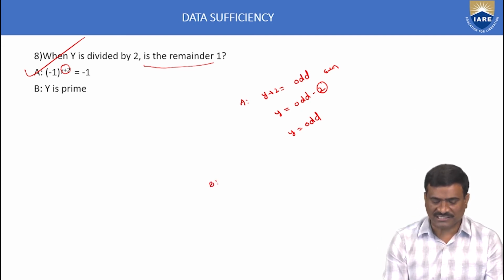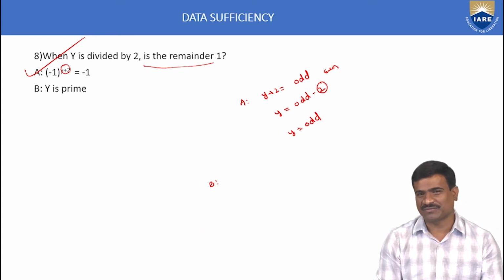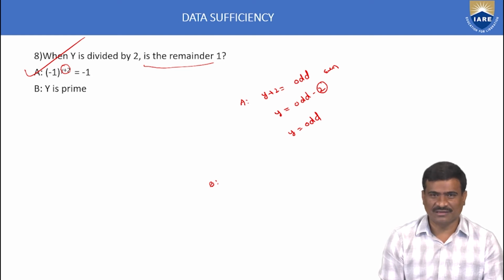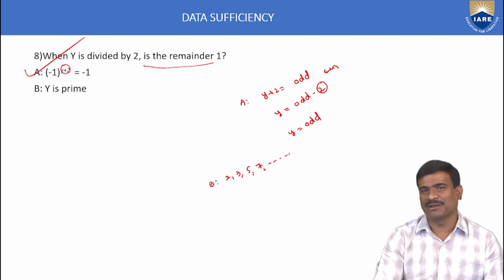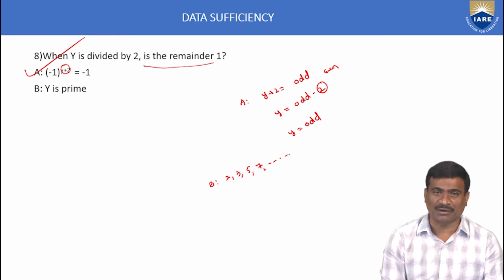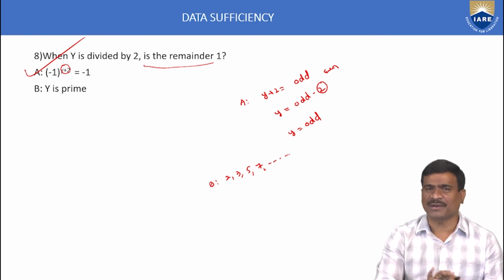Statement B implies that y is prime. Prime numbers and composite numbers: prime numbers have exactly 2 factors, composite numbers have more than 2 factors. Prime numbers are 2, 3, 5, 7 and so on. But 1 is not a prime number because 1 has only 1 factor. The prime number definition is exactly 2 factors. Less than 2 or more than 2 factors is not a prime number. Prime numbers are 2, 3, 5, 7 and so on.